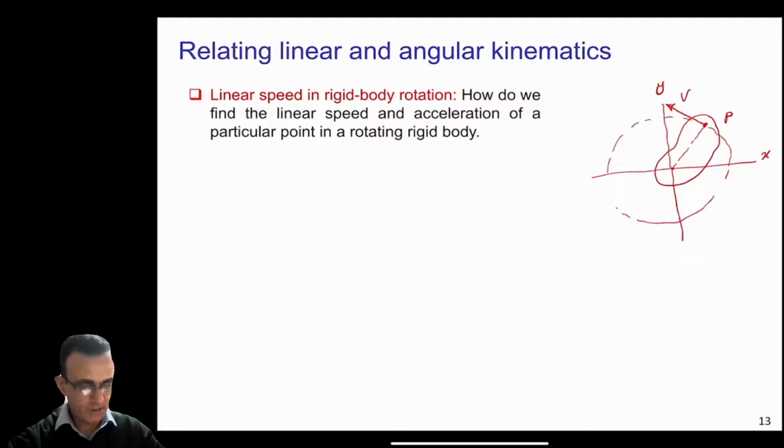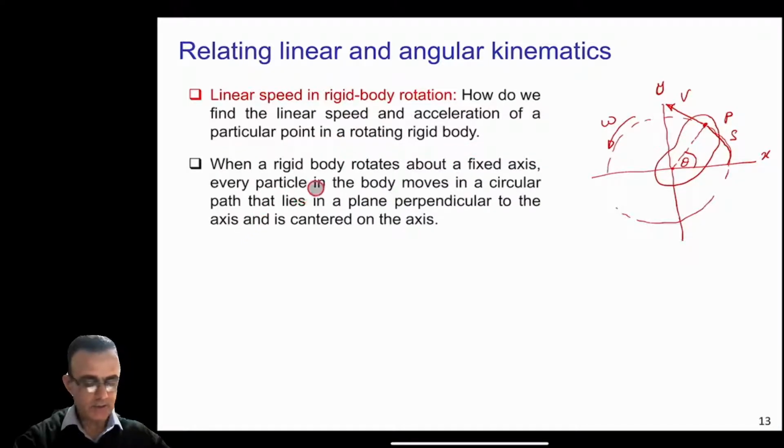This is our V here, and this is angle theta, and the distance from here to here is S, and the body will be moving with some angular velocity. So now the thing is, how do we find the linear speed and acceleration of a particular point in the rotating rigid body?